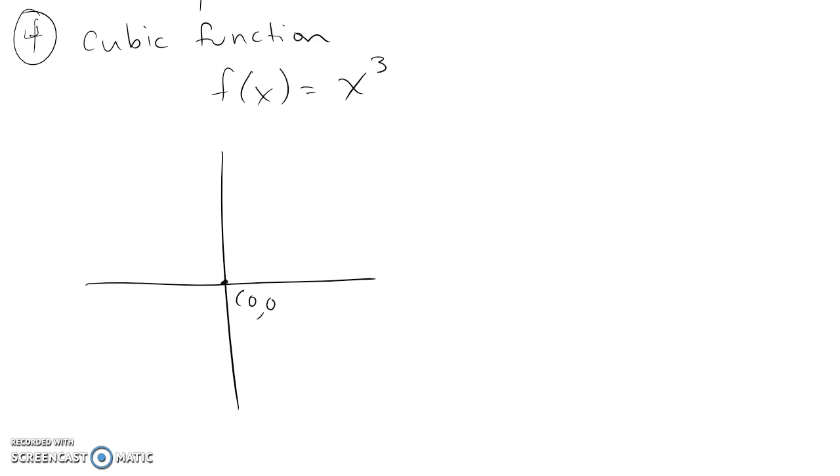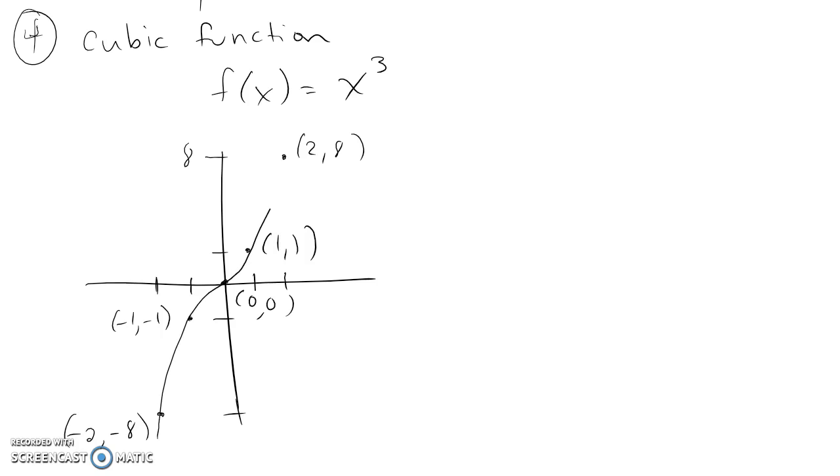So we're going to have a point at (0, 0), (1, 1). If I plug in a negative 1, negative 1 cubed is negative 1. 2 is going to give me 8. So let's put that way up here, (2, 8). And negative 2, when I cube that, is actually going to give me a negative 8. Sorry. (-2, -8).